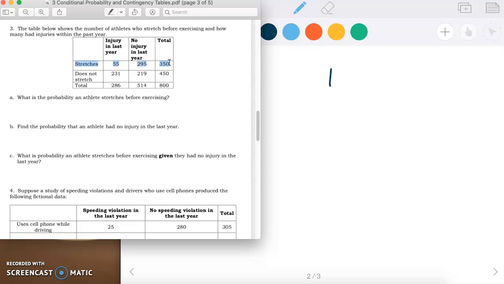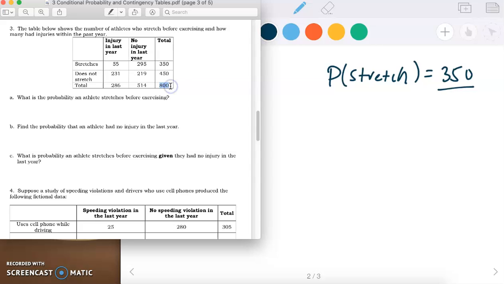So we would say that the probability of stretching at all equals 350 divided by the total, which is 800. And when we divide that, we get 0.4375. Now in this one, it doesn't tell us to round. It should tell you which decimal to round it to. So that would be the probability of stretching at all.